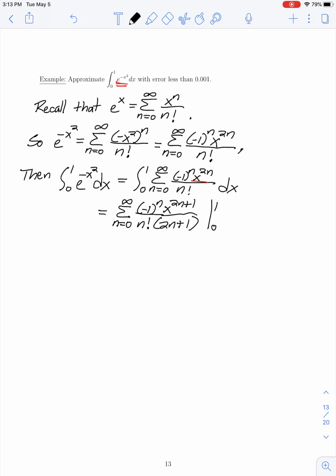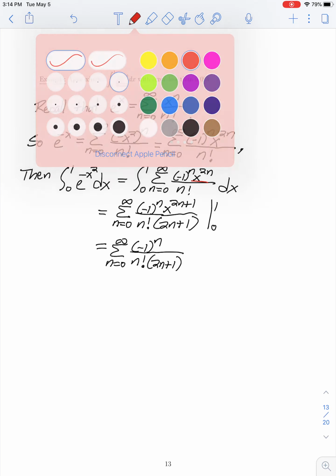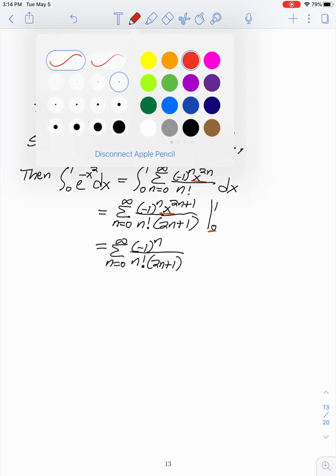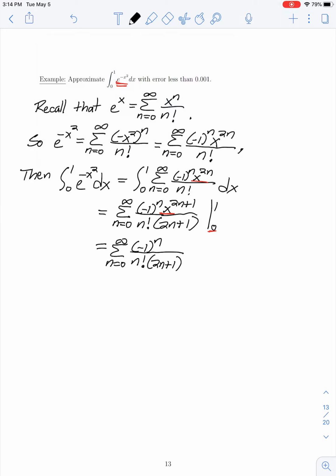So substituting 1 in for x, we have the sum from 0 to infinity of negative 1 to the n over n factorial times 2n plus 1. And then we subtract what we get when we plug in 0 for x. But since this is a Maclaurin series, it's centered at 0, and plugging in 0 for x gives us 0. So we have the following expression for our definite integral. It's given by the sum of this alternating series.